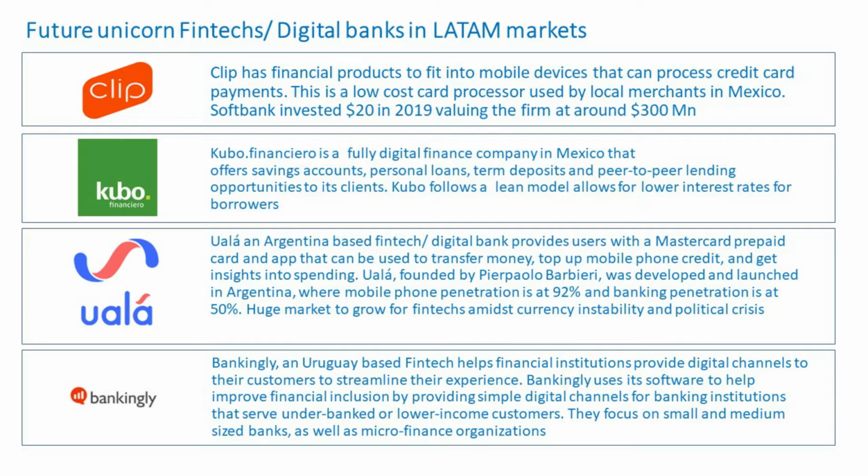And Cubo follows a lean model, achieved by being highly digital with less physical presence, and so they are able to leverage that lean model and whatever they gain from the margins to pass it on to the customers. And how they do it is by passing it on through lower interest rates for borrowers.